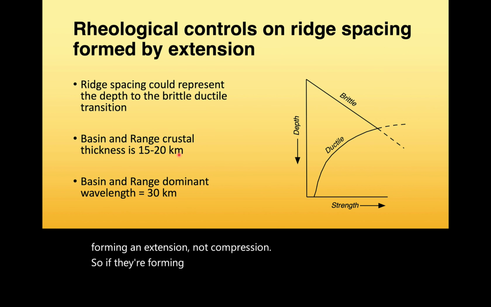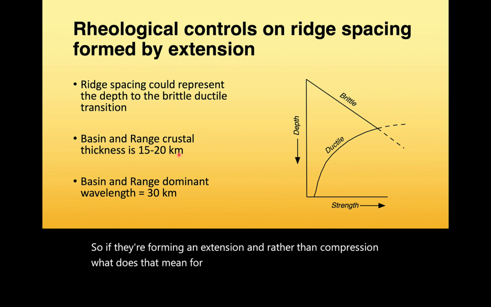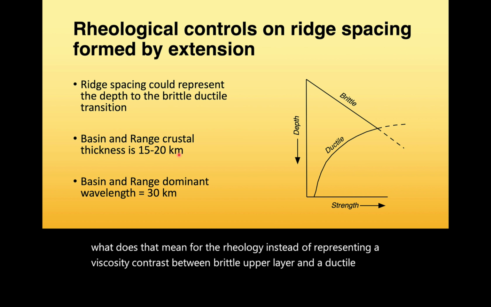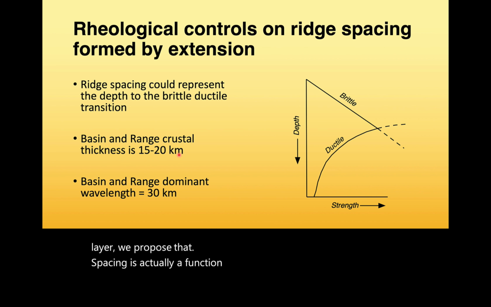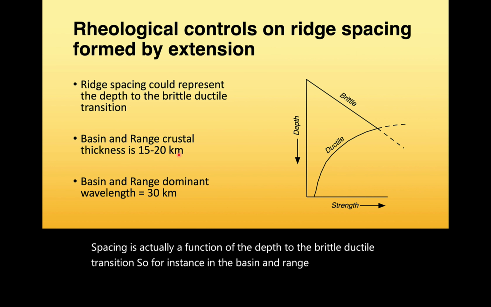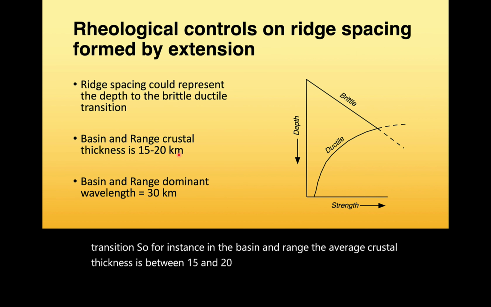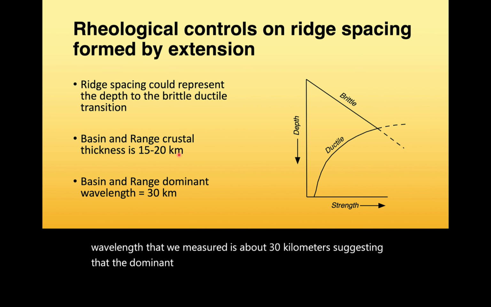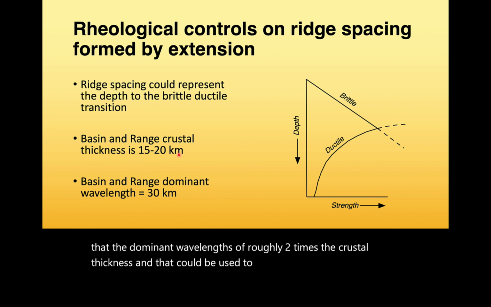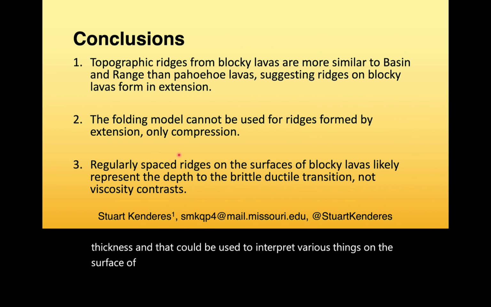So if they're forming in extension rather than compression, what does that mean for the rheology? Well, instead of representing a viscosity contrast between a brittle upper layer and a ductile interior layer, we propose that the ridge spacing is actually a function of the depth to the brittle-ductile transition. So for instance, in the Basin and Range, the average crustal thickness is between 15 and 20 kilometers, and the dominant wavelength that we measured is about 30 kilometers, suggesting that the dominant wavelengths are roughly 2 times the crustal thickness, and that could be used to interpret various things on the surface of planetary landforms.